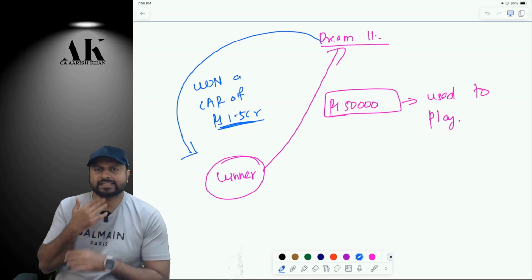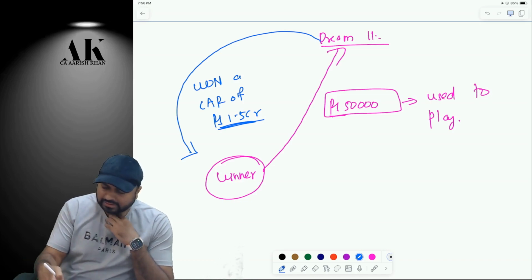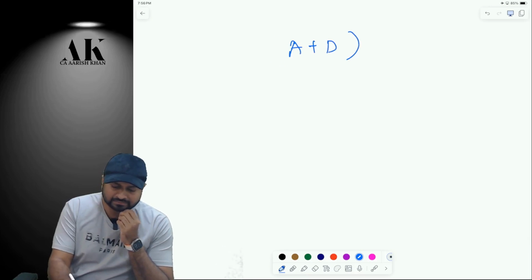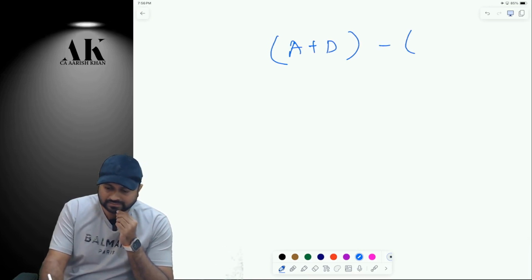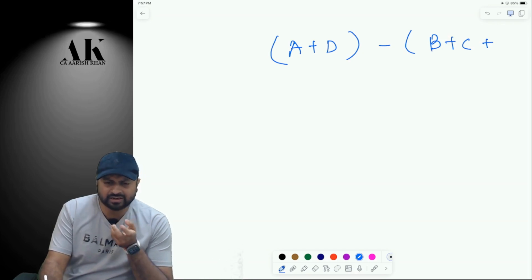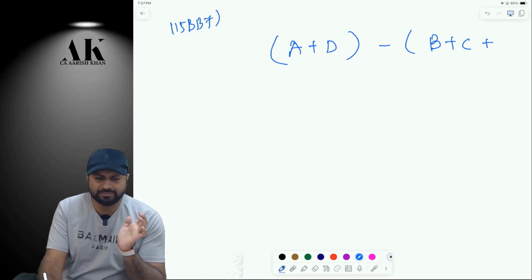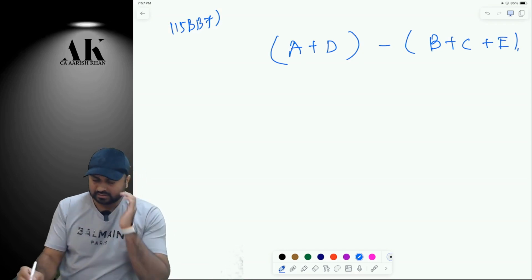So what will happen in this case? Tell me the formula for winning. A plus D minus B plus C plus E. If I don't want to consider the TDS, if I want to see the 115BBJ, then A plus D minus B plus C, correct?